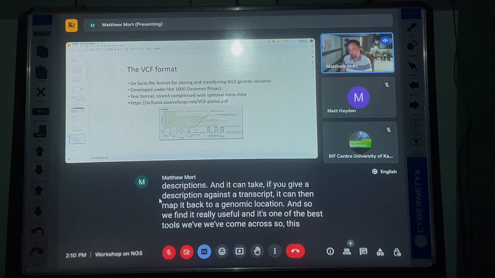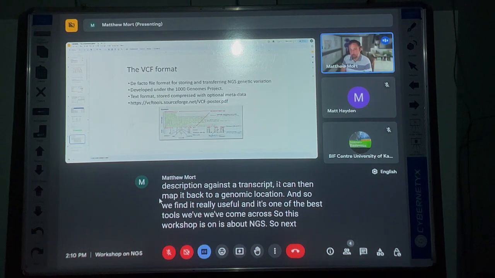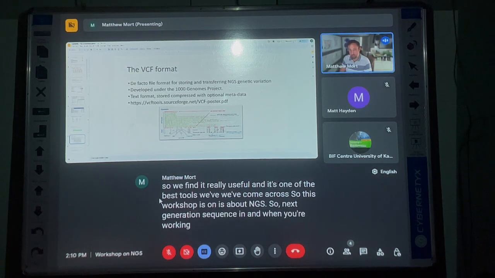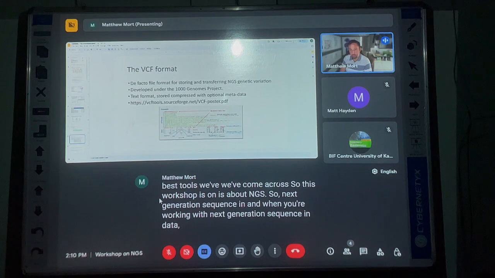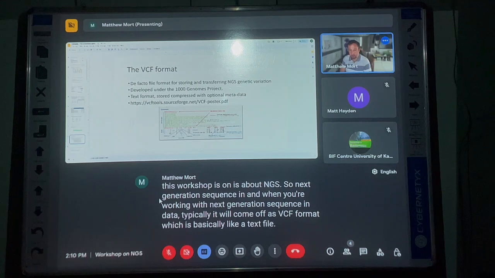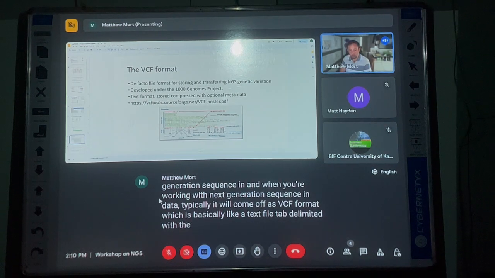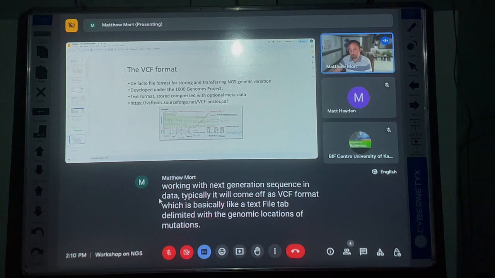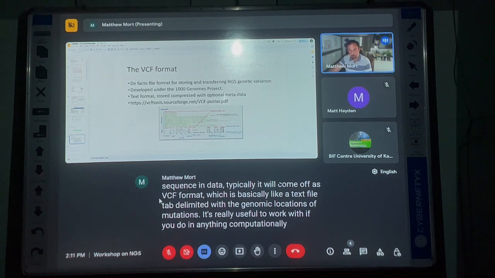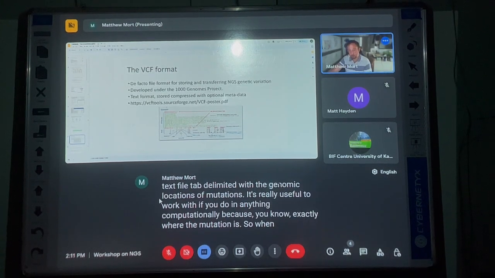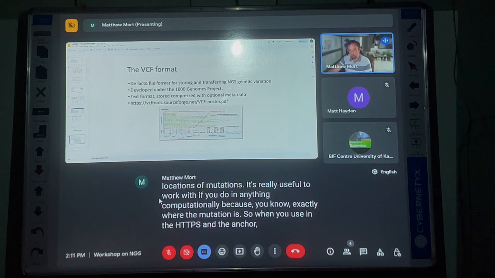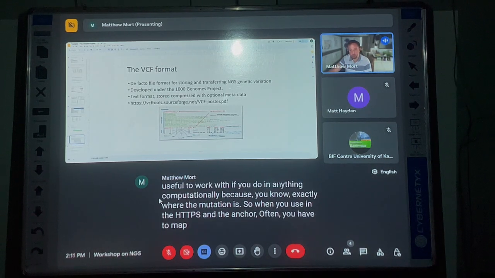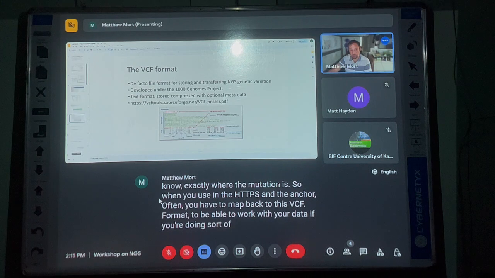So this workshop is about NGS, next generation sequencing. And when you're working with next generation sequencing data, typically it will come off in VCF format, which is basically like a text file, tab delimited, with the genomic locations of mutations. It's really useful to work with if you're doing anything computationally, because you know exactly where the mutation is. So when you're using the HGVS nomenclature, often you have to map back to this VCF format to be able to work with the data if you're doing a genomic type of analysis.